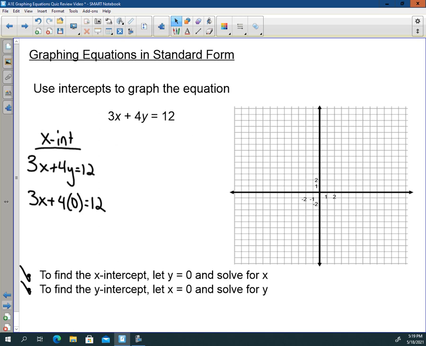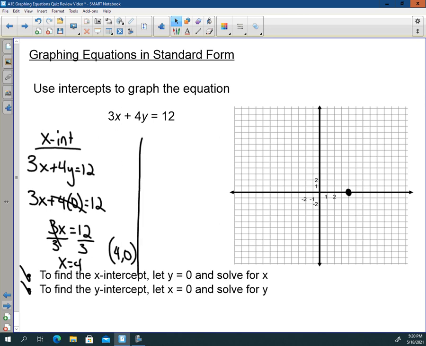That means that this term goes away, because 4 times 0 is 0. And so what you have is 3x equals 12. Then dividing both sides by 3 gives you x equals 4. And so you have a point: when x is 4, y is 0. And you can put that on the graph. The point 4, 0 is right here: 1, 2, 3, 4. This is your x-intercept, where this line is going to cross the x-axis.